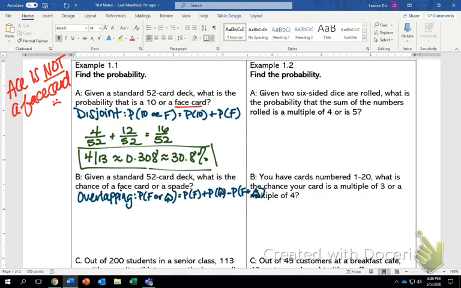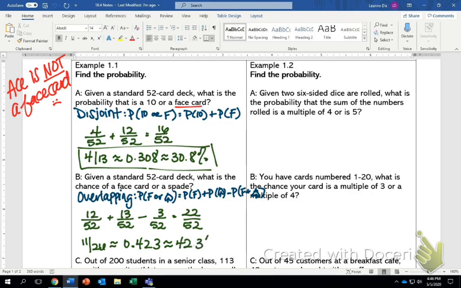All right, so now I just need to figure out the probability of each piece. The probability of a face card, well, I already know that's going to be 12 out of 52, plus the probability of a spade. Well, there's only 13 spades out of the whole deck, and then minus the probability of a face card and a spade. Well, there's 3 face cards in the spade suit, so that'll be minus 3 over 52. If I add this across, it's going to give me 22 out of 52, reduced to get 11 over 26, which is approximately 42.3%. And this is our answer.